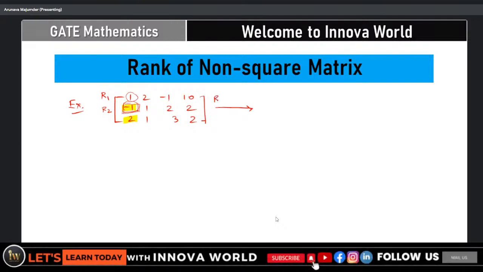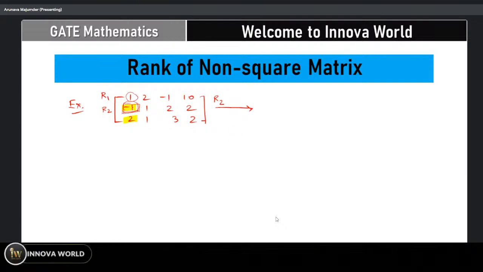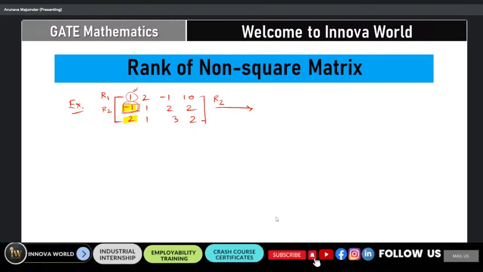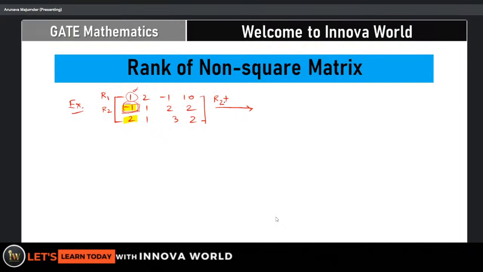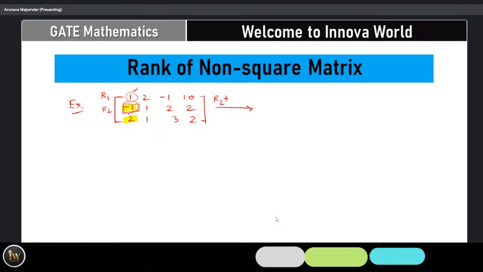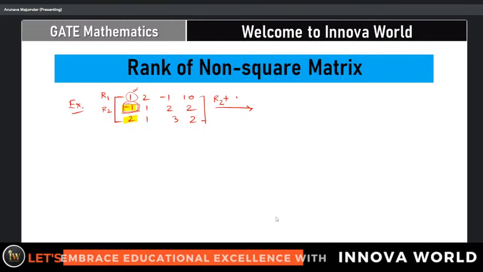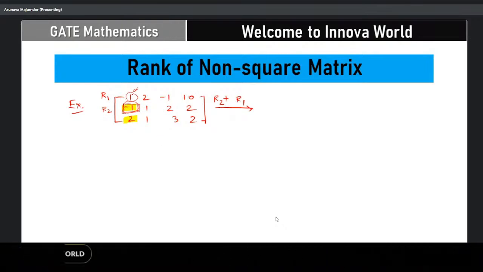So we will first write down row 2 here, R2. Now this element we are going to make 0. This is minus, this is plus, so simply we will add: plus 1 into row 1. So R2 plus R1. Simply we add these two, R2 plus R1. You can see this element becomes 0: -1 plus 1, the first element of row 2 becomes 0.